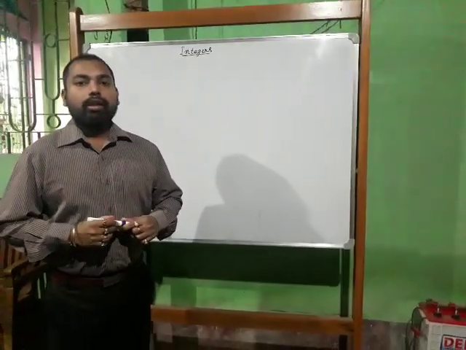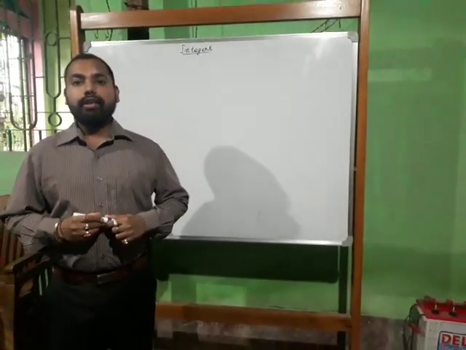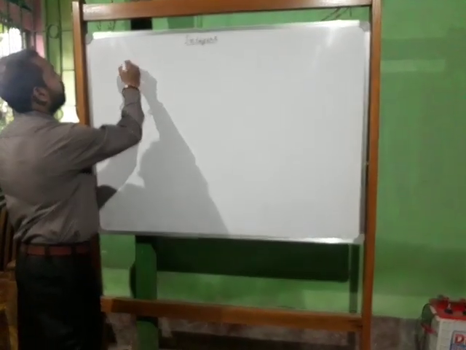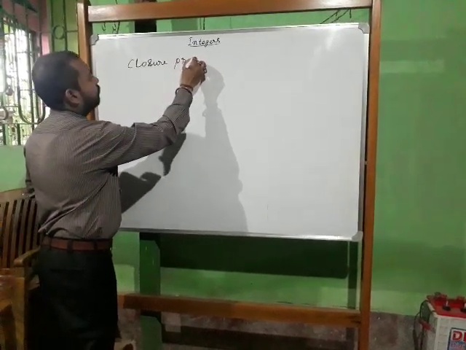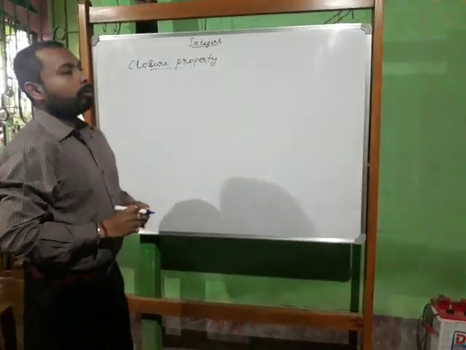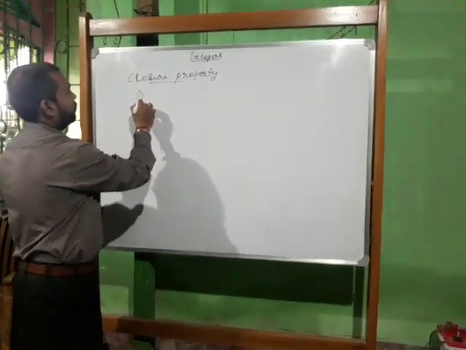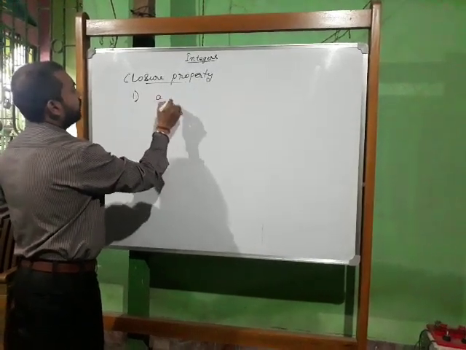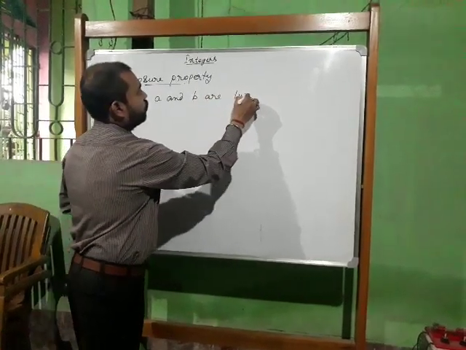Namaste everyone. So in this video we will see about the properties of integers. So in integers we have closure property. Closure property means, suppose let us take two integers, a and b.